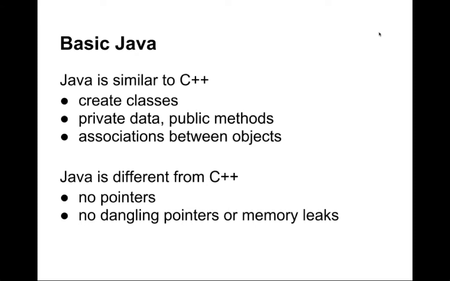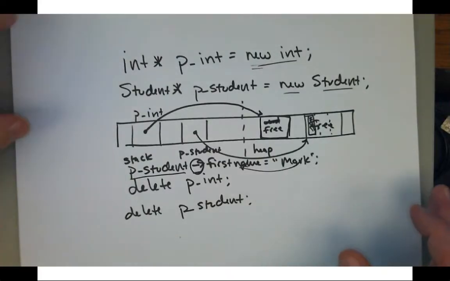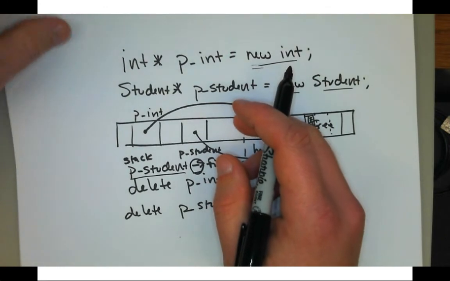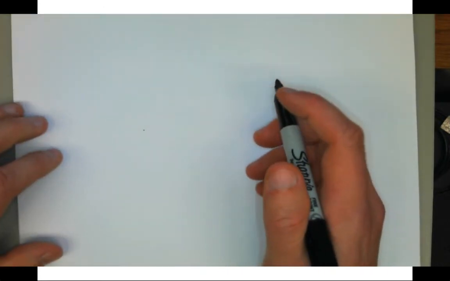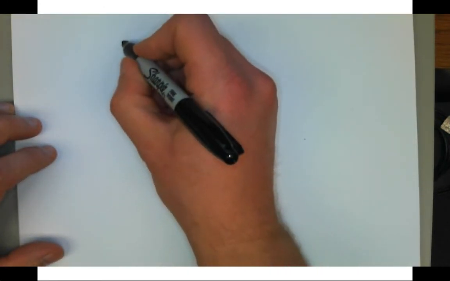Okay, Java also has no memory leaks or dangling pointers. That's another difference between Java and C++. So in C++, several things can happen. Several bad things can happen. Let me take you through a few of these.